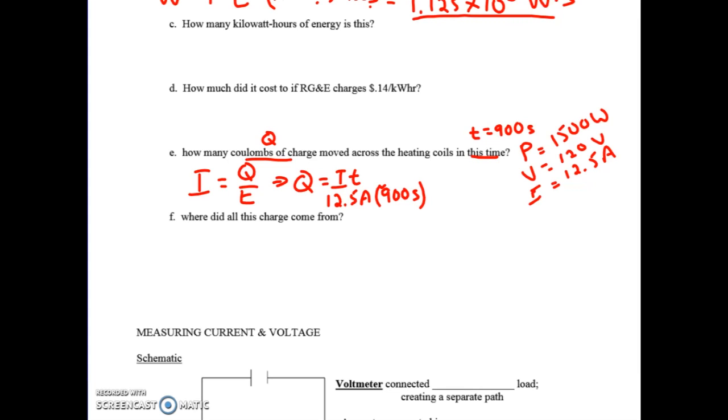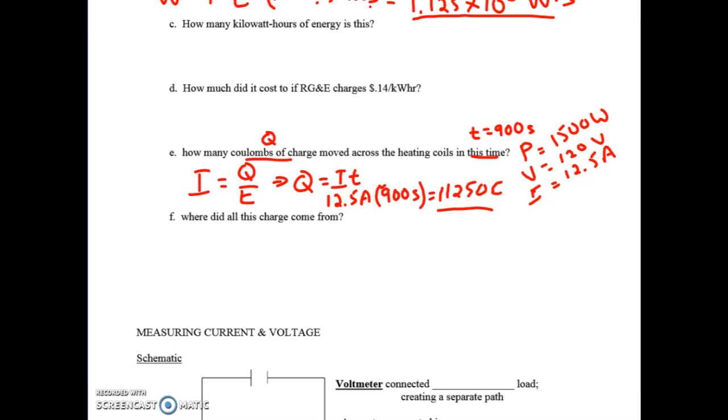So let's see, current is 12.5 amps multiplied by 900 seconds. And if I do that on my trusty calculator, I get, holy moly, 11,250. What units? Well, I could put an amp second. That's okay. But we should also expect it to be coulombs. And whoa, wait a second. That's 11,000 lightning bolts worth of charge moved through that hairdryer in only 15 minutes?